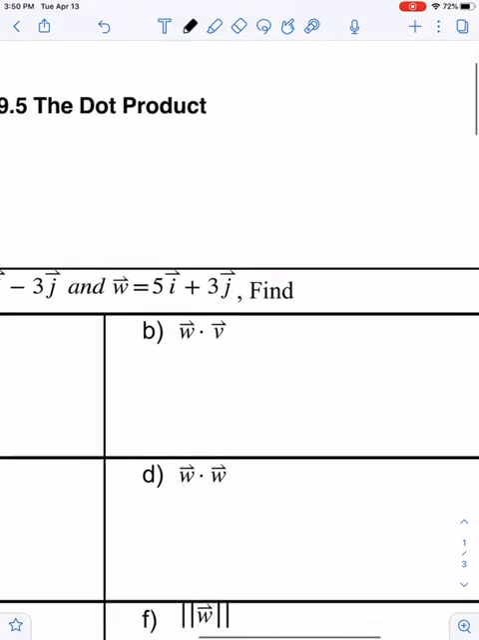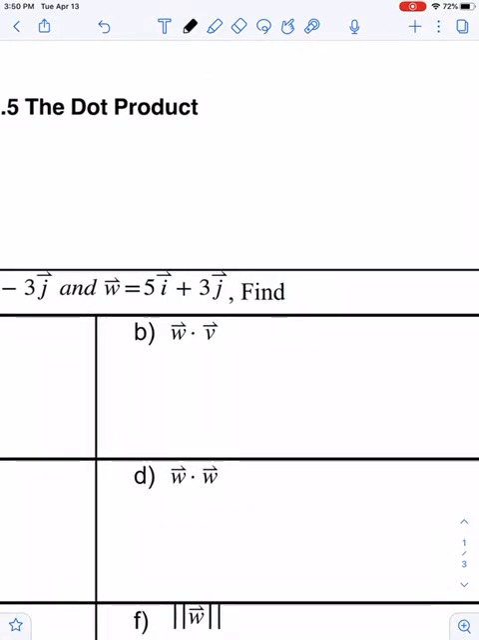And that's it. For b, we're doing w times v. So we did v times w, now we're doing w times v, so now w comes first. So 5 times 2 plus 3 times negative 3. So 5 times 2 is 10, 3 times negative 3 is negative 9, and 10 minus 9 is 1.